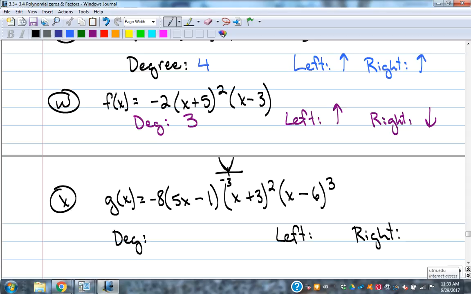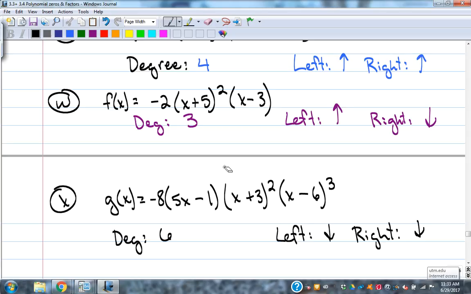But what's the degree of the whole polynomial? So we got 3, 2, and 1. So it'd be 6, right? So it's an even degree, but a negative leading coefficient. So what's that mean the ends are going to do? Both go down. Negative leading coefficient, even degree. Both of them are going to go down.